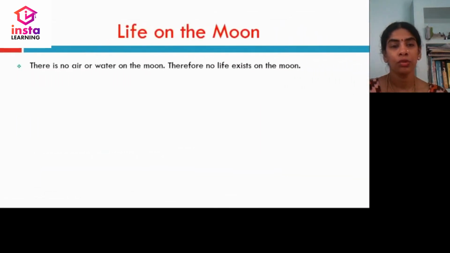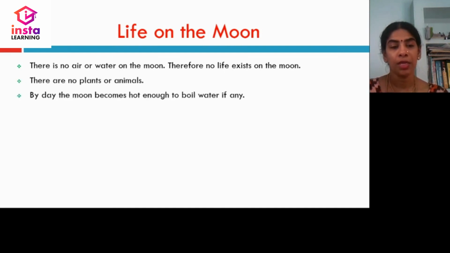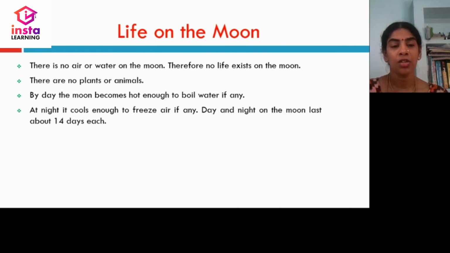Life on the Moon. There is no air or water on the Moon. So life does not exist on the Moon. There are no plants or animals. By day, the Moon becomes hot enough to boil water, if any. At night, it cools enough to freeze air, if any. Day and night on the Moon last about 14 days each.